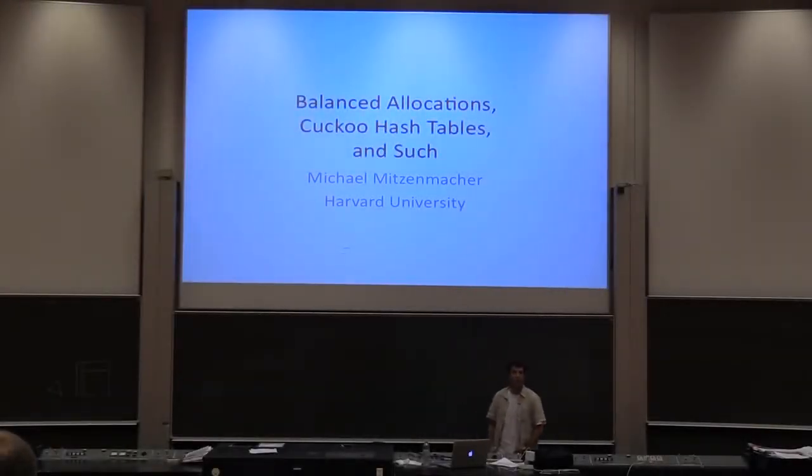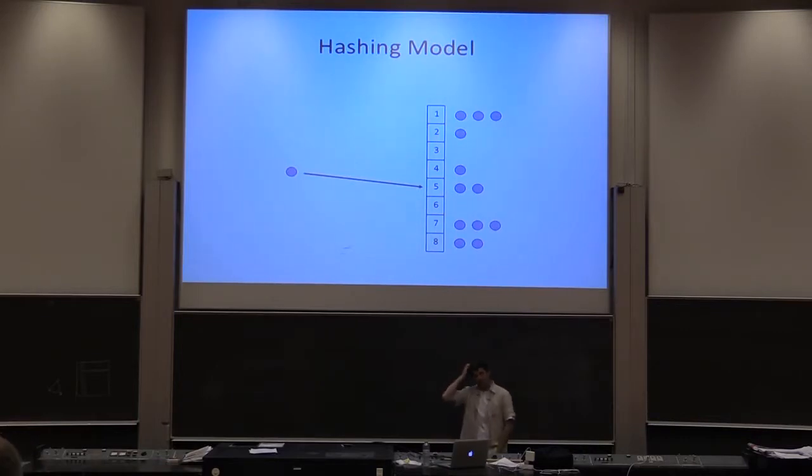Continue on with our introduction to all things hashing, looking at balanced allocations, cuckoo hashing, and related stuff. Again, the thematic focus here is the issue of the power of multiple choices. Typically when we think of hashing, and I'll often refer to hashing as a balls and bins type setting, we think of having a single hash function. You throw a ball randomly into one of the bins, and then you might look at things like the load distribution of the bins.